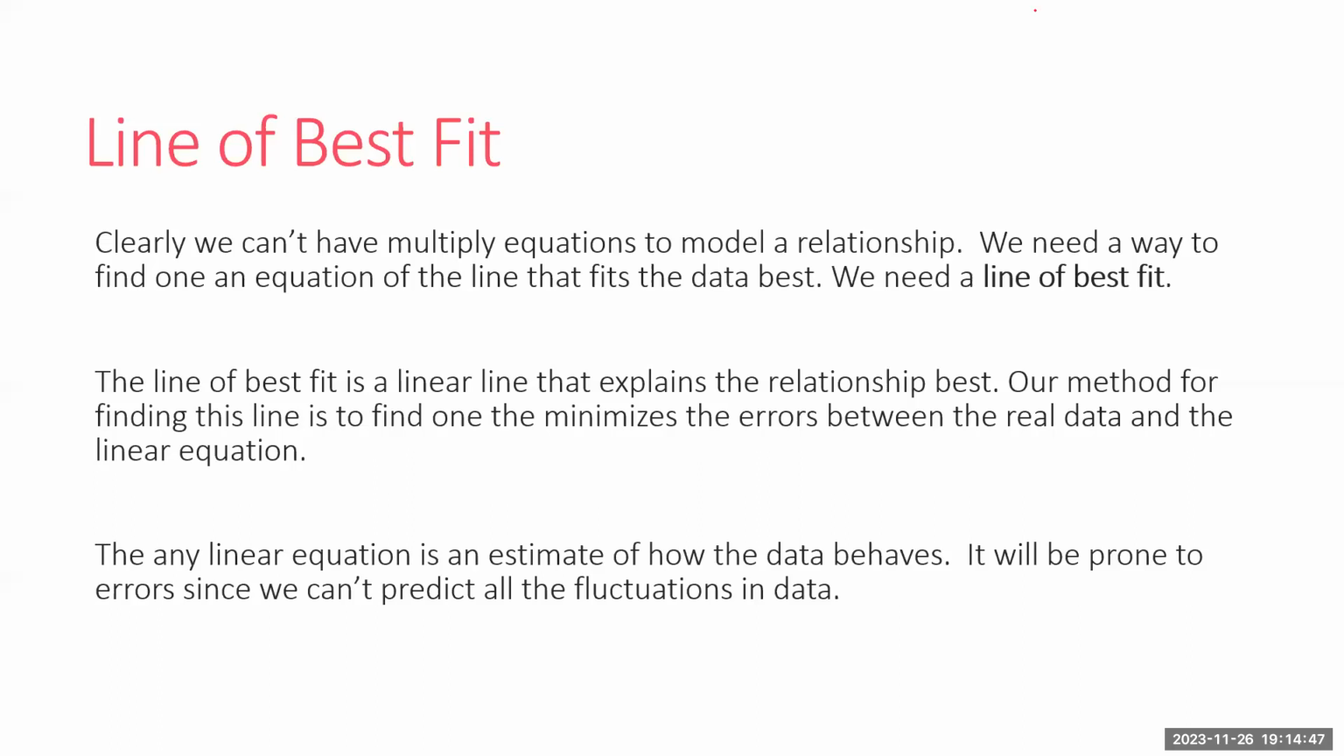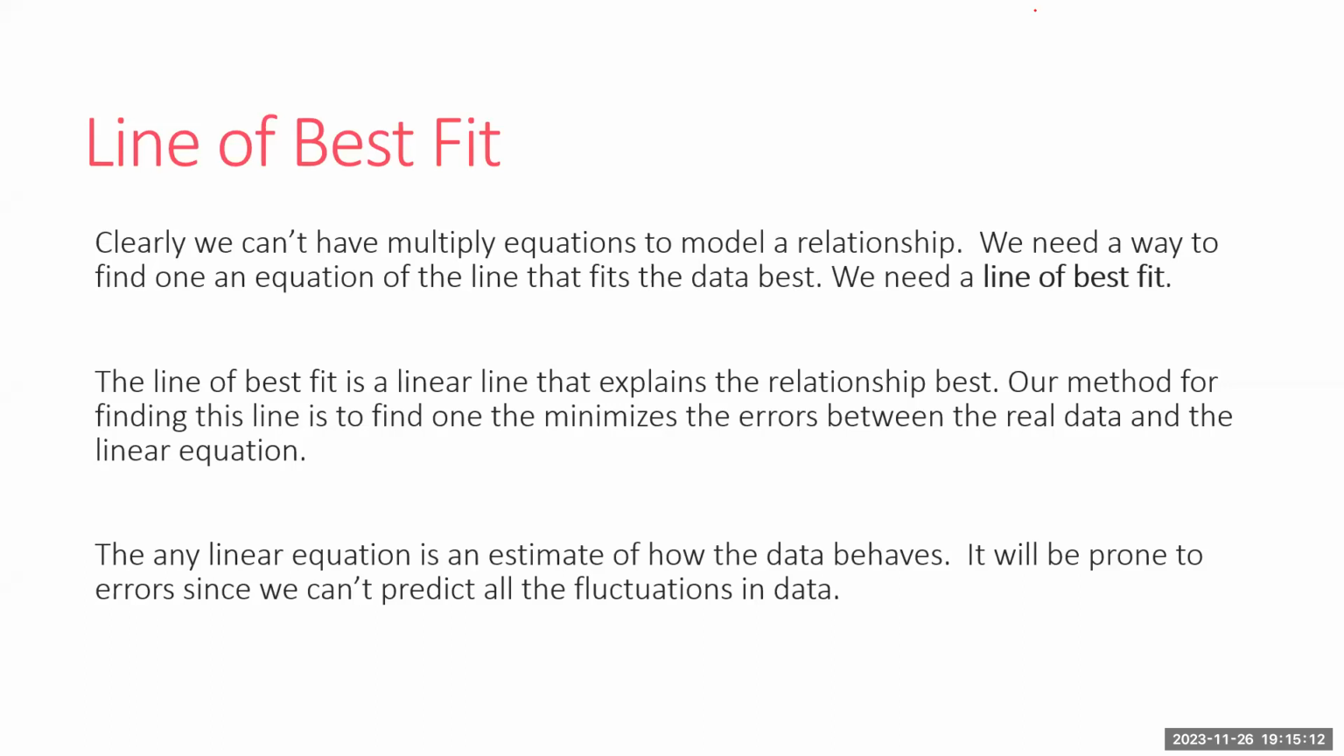So as we were saying before, when we were comparing the Orion data, I could pick any 2 pairs of points to use as a linear model, but that doesn't necessarily mean I'm picking the best way of modeling this data. So we're going to have something we call a line of best fit. We clearly can't have multiple equations to model a relationship. It's nice to just have one.